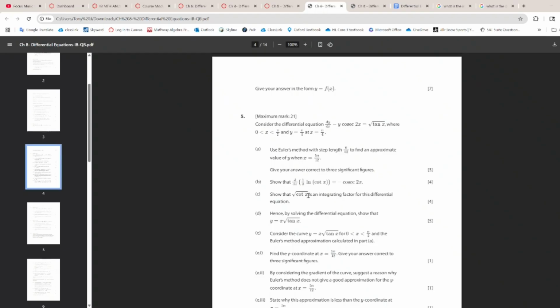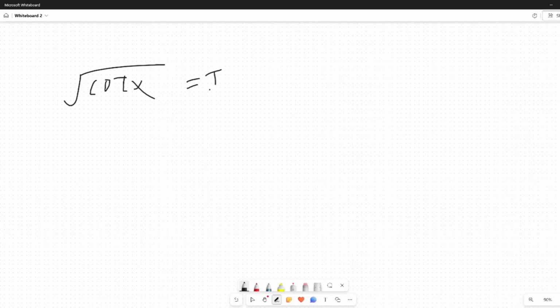Since this is already in dy over dx plus p of x y equals q of x form, and we can see the negative cosecant of 2x here, we can pretty much just replace that with this. So how is that going to look? Let's switch back to the whiteboard. So we're trying to prove that square root of cotangent x is the integrating factor.